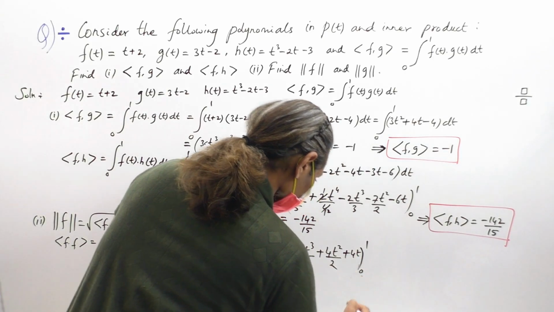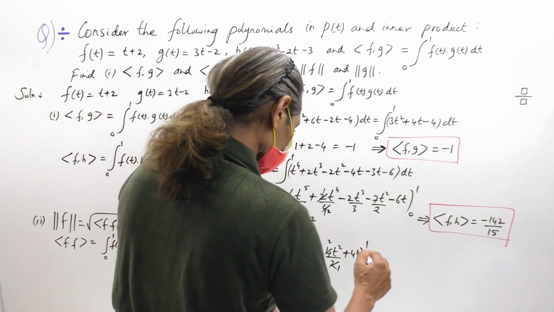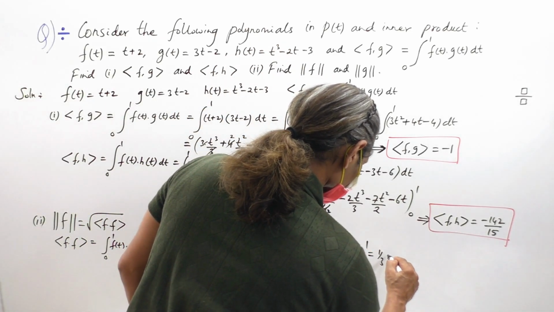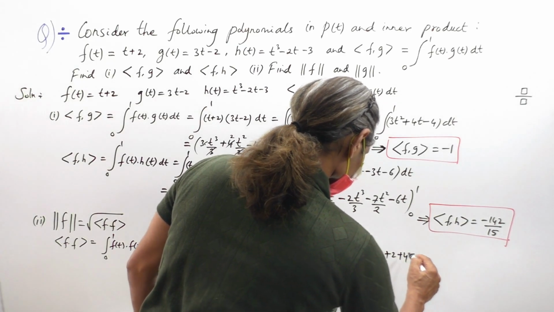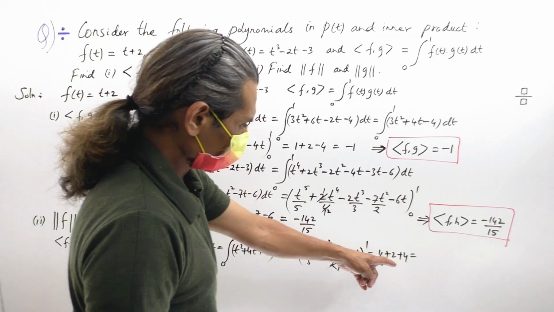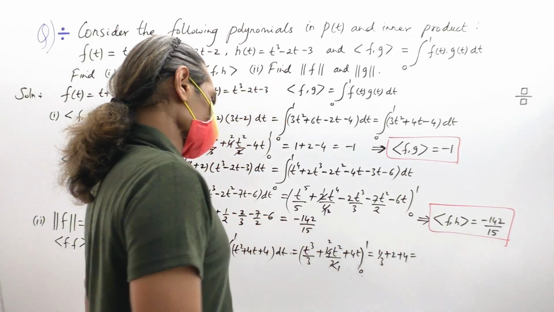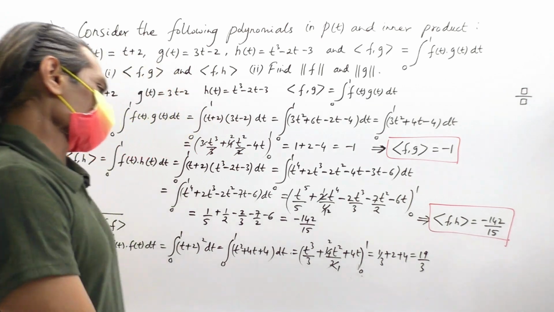What do you get? See, 2 ones are 2, 2 twos are 4, so this will be again 1 over 3 plus 2 plus 4. So that will be equal to, see, 4 plus 2 is 6, and 18 plus 1 is 19 by 3. Simplification, 19 over 3.